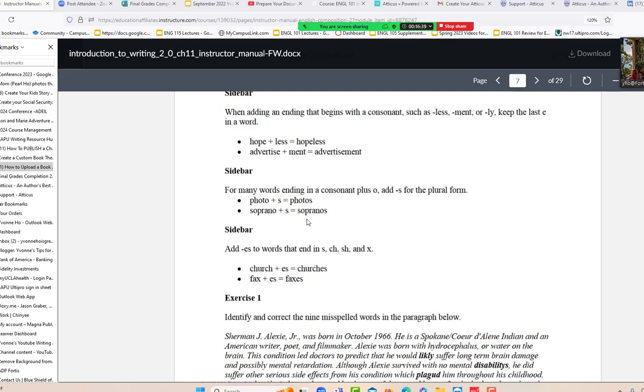Photos, sopranos. Add ES to words that end in S, CH, SH, and X. Churches, faxes.